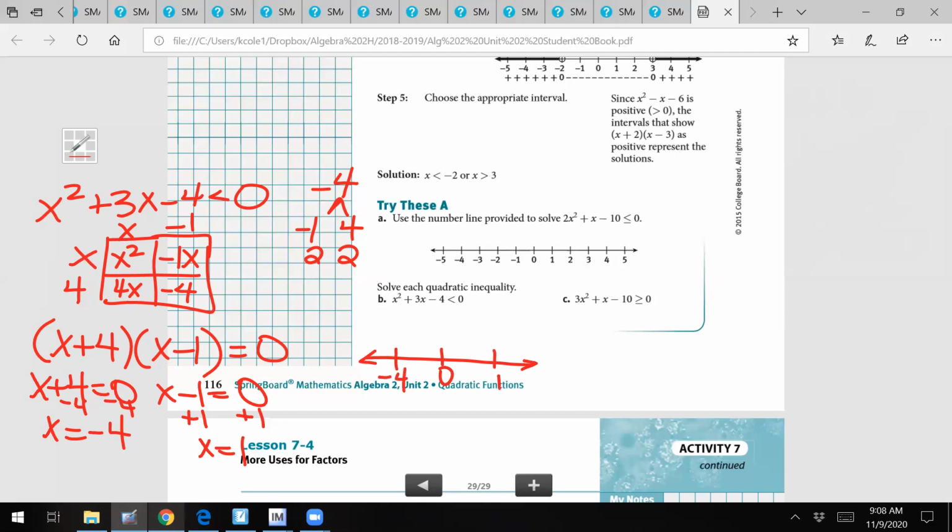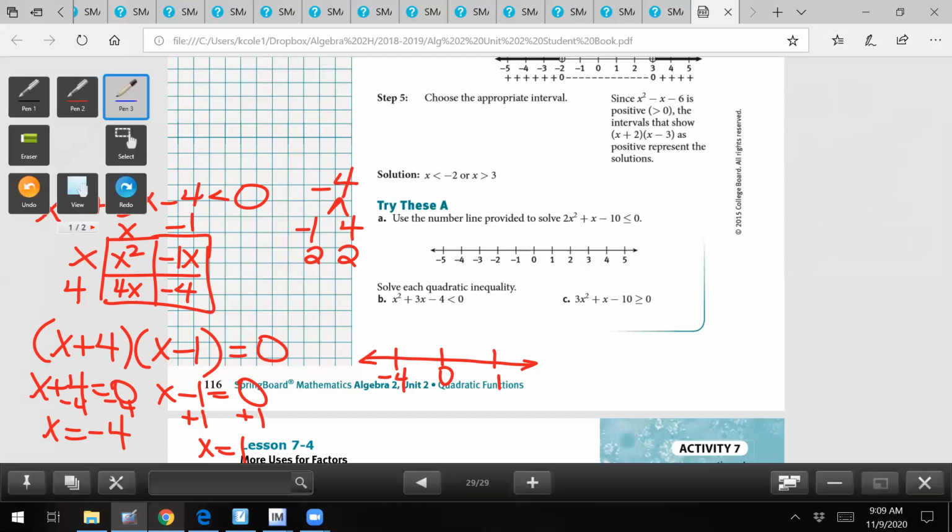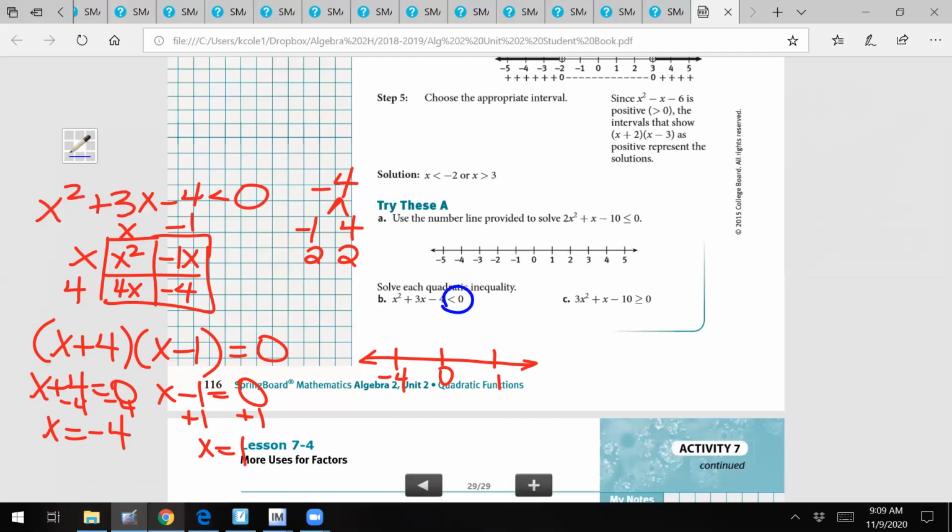I keep mine like super basic, super simple. I just have my 0 on there, put the negative on the negative side, the positive on the positive side. If you want it to be more in depth, go for it. Knock yourself out. Now, are we going to have open circles or closed circles? Why open? Good. Go back to your original problem. It is just simply less than. So I'm going to have an open circle at -4 and an open circle at +1.